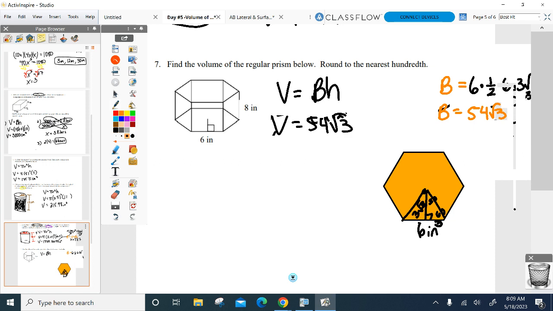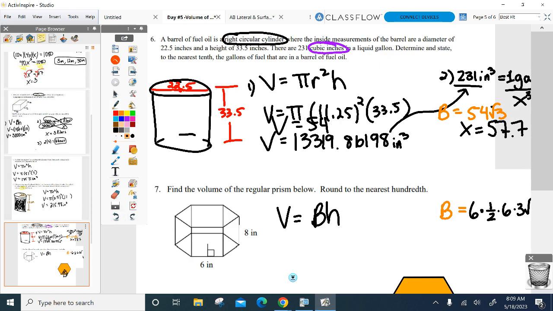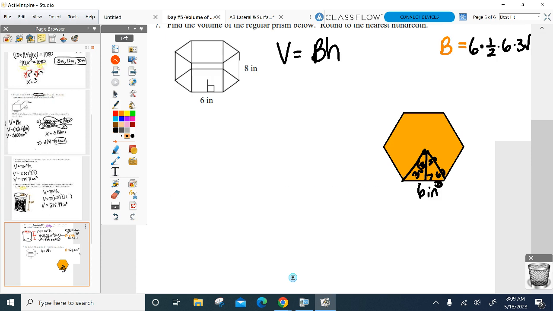I don't know what's going on here. I'm short circuiting here on the board. What's going on? Whoa, whoa, whoa. Okay, there we go.